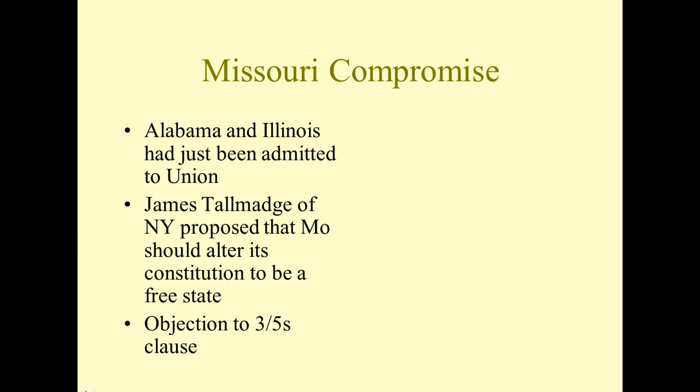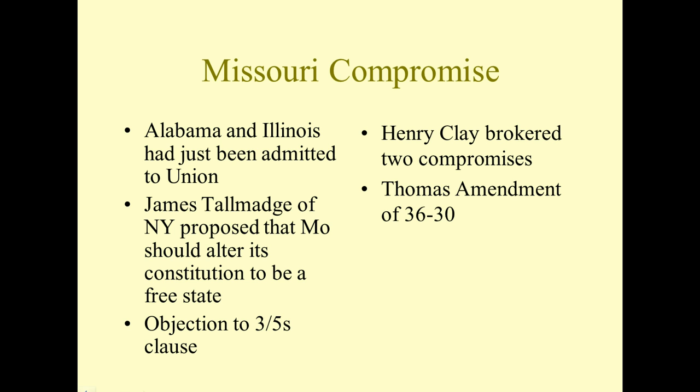Objection to the 3/5 clause, which we talked about early on. The 3/5 compromise was when slaves would be counted as 3/5 of a person towards population and taxation in the South or in the country. Henry Clay is going to broker 2 compromises. The Thomas Amendment was accepted by a 36-30 vote.